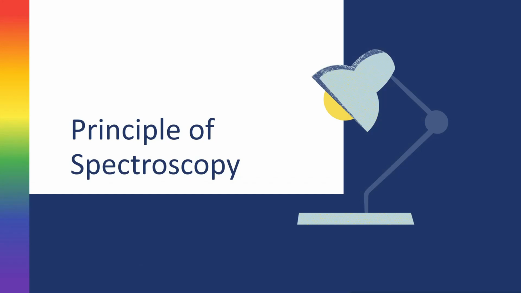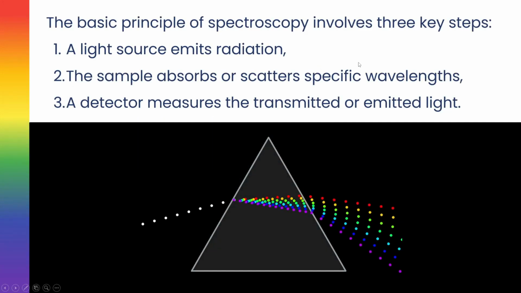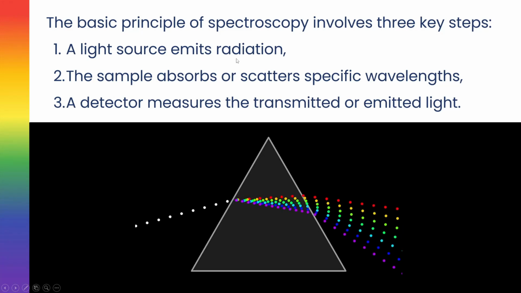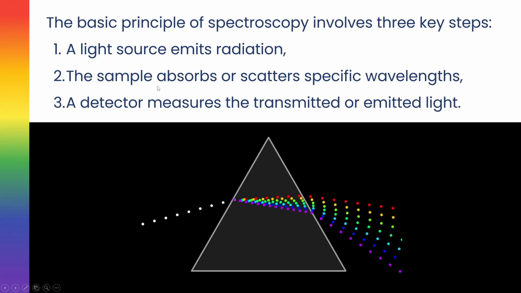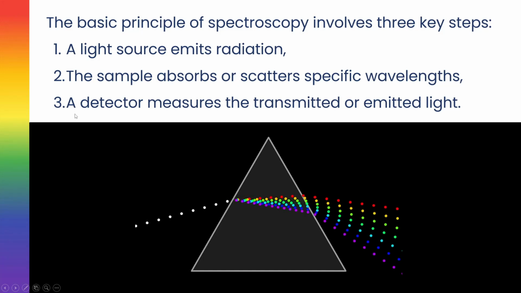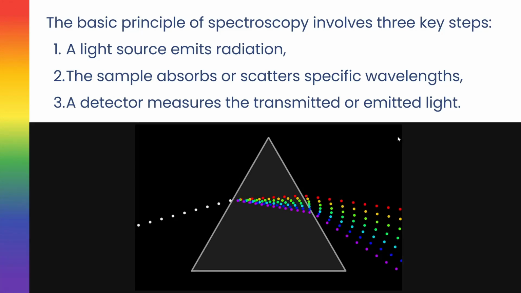Next, principle of spectroscopy. The basic principle of spectroscopy involves 3 key steps. First, the light source emits radiation. Second, the sample absorbs or scatters specific wavelengths. Finally, a detector measures the transmitted or emitted light.